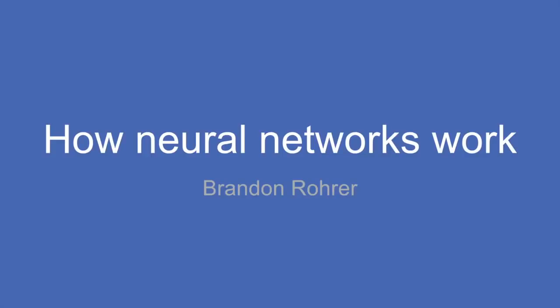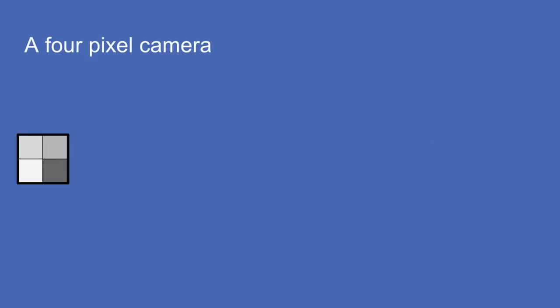Neural networks are good for learning lots of different types of patterns. To give an example of how this would work, imagine you had a 4-pixel camera. So not 4 megapixels, but just 4 pixels, and it was only black and white.